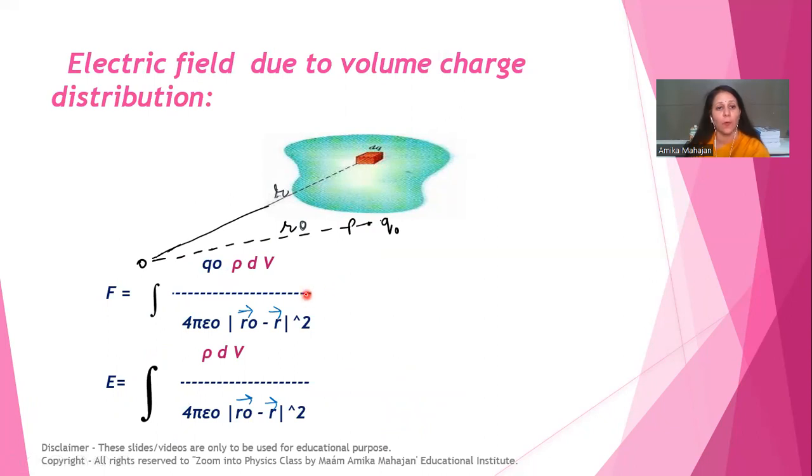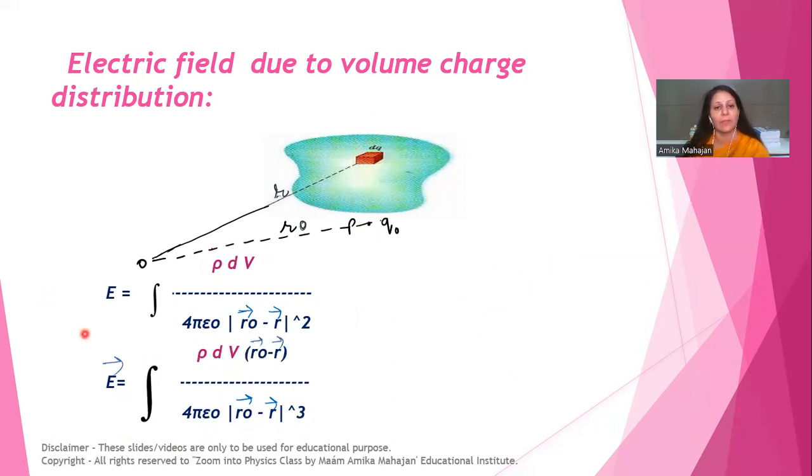Now, this is force. We can also find electric field due to this segment dq, then the whole volume charge distribution at point q naught. When we find electric field due to the whole charge distribution at point P, what we have to do? We have to divide this force by the test charge placed at point P, and we are considering that this test charge is vanishingly small. When I divide this force by q naught, I get the integral of rho dV by 4 pi epsilon naught, magnitude of r naught minus r vector squared. This is the field due to the whole volume charge distribution at point P.